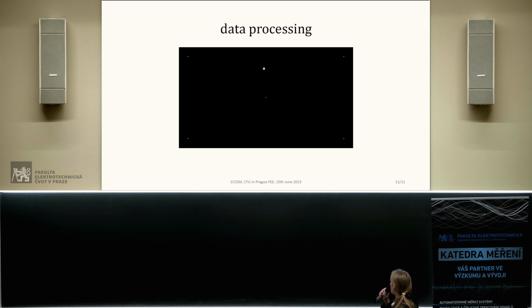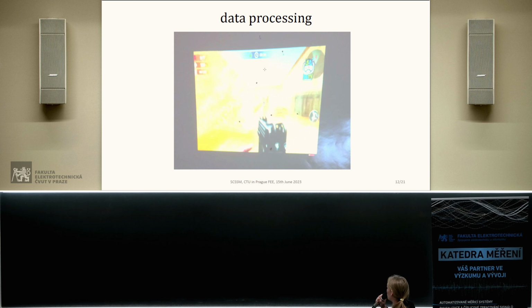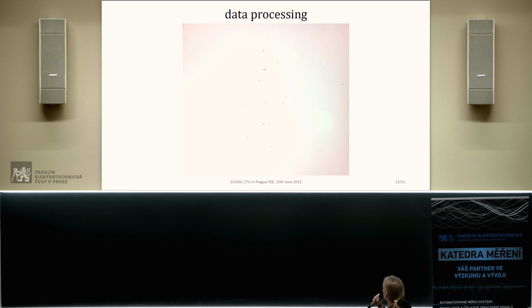This is an example of a calibration picture, with these bullet holes. It's for calibration. Here is a picture which the shooter can see. This picture is when the infrared light is on, and this picture is what the camera can see.